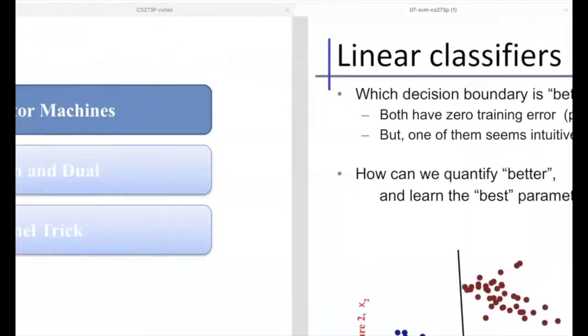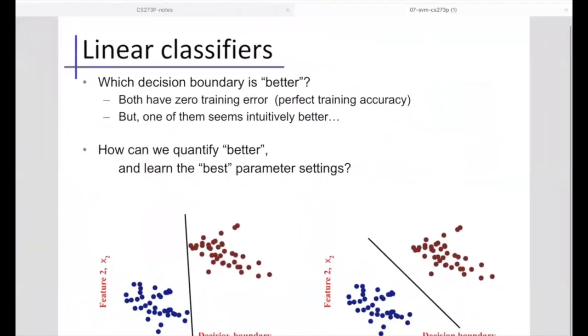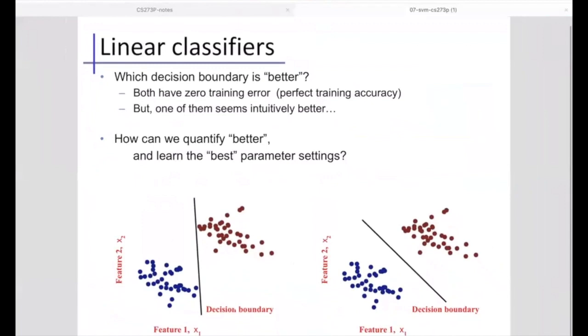Suppose we have a classification problem. We have a linear classifier, and this data set is linearly separable, and now we have two solutions. The question is, which solution is better? Clearly, on these two examples, we intuitively understand that the solution on the right side is better. And how do we achieve that solution? There are multiple ways to do that.